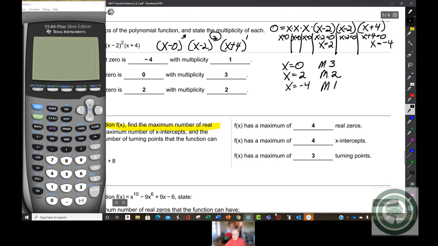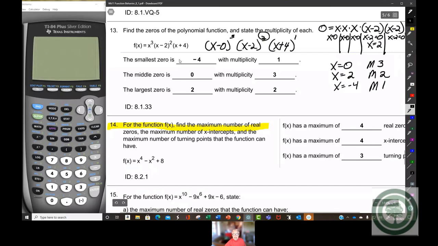So now they ask you that thing again. Okay, the smallest zero is negative 4, because negative numbers are always less than any positive number. And it has multiplicity 1. And the middle zero, well, 0 is smaller than 2, right? So if you were to graph these on the number line, if that's 0, then you would have a 2 over here and a negative 4 over here. As you go to the left, numbers are considered to get smaller. And as you go to the right, numbers get bigger, because left means less, and right means the opposite of less, which is more.